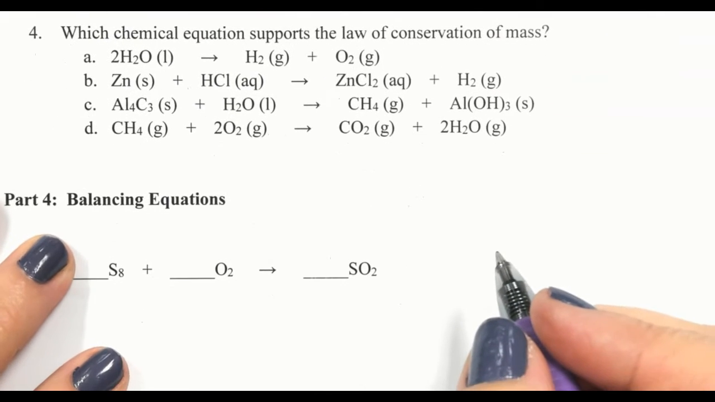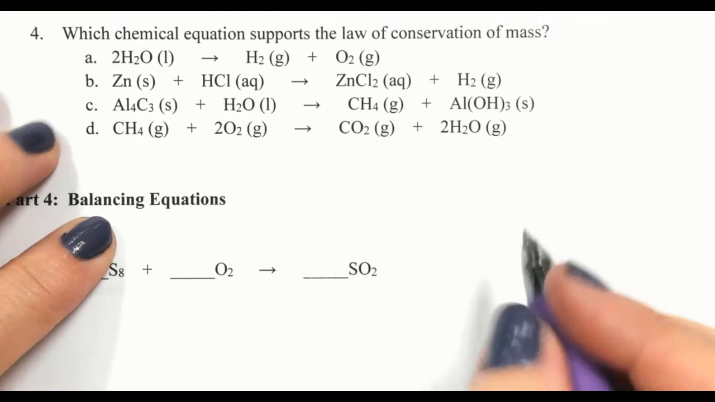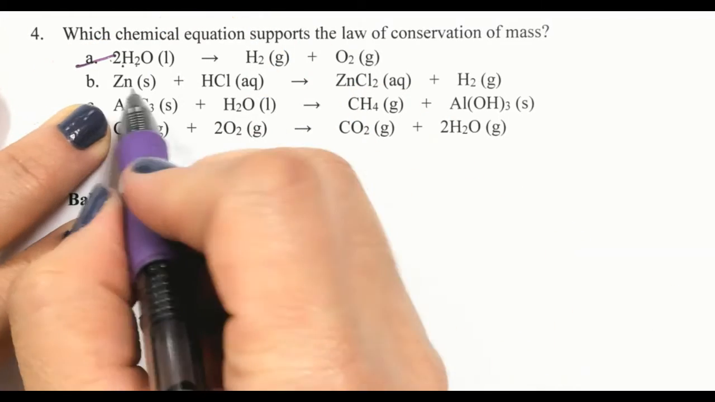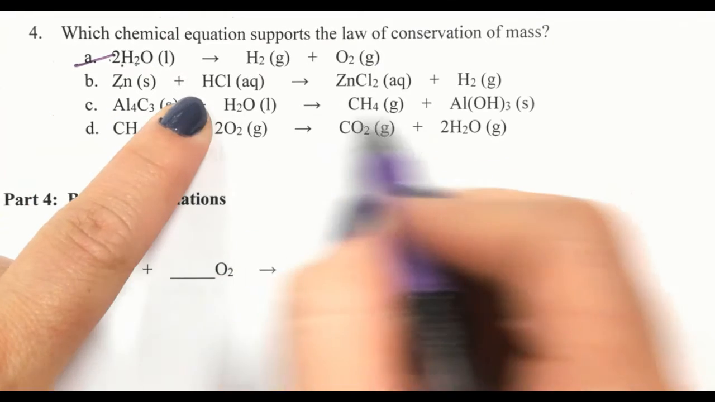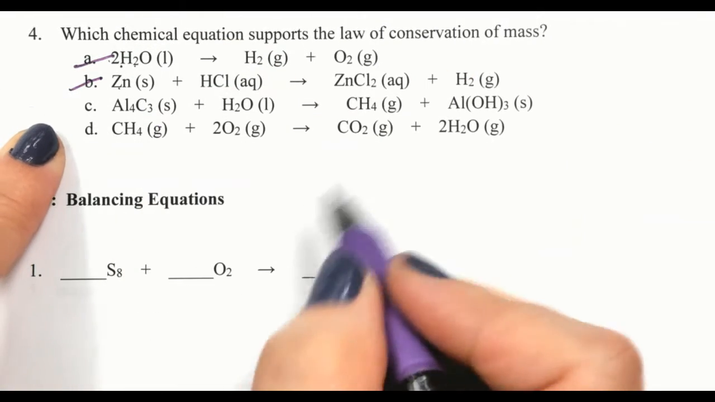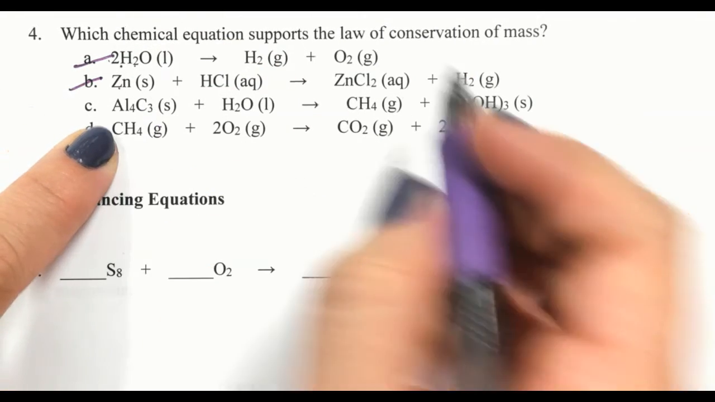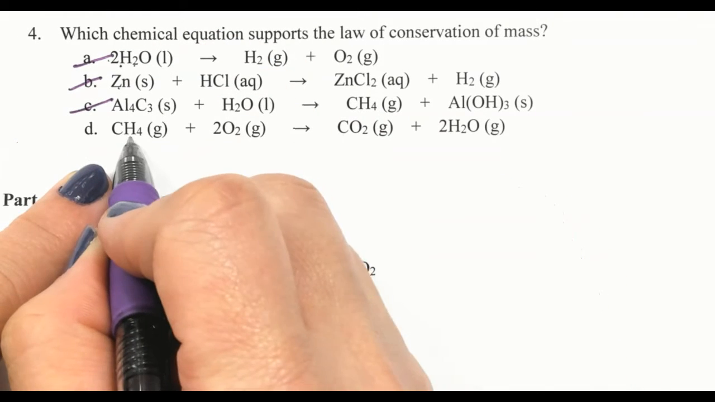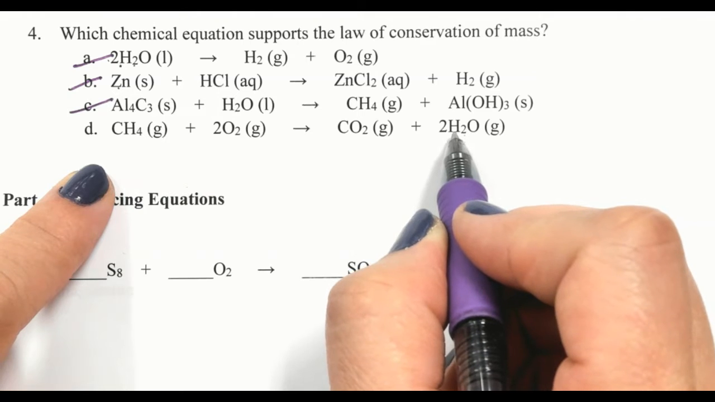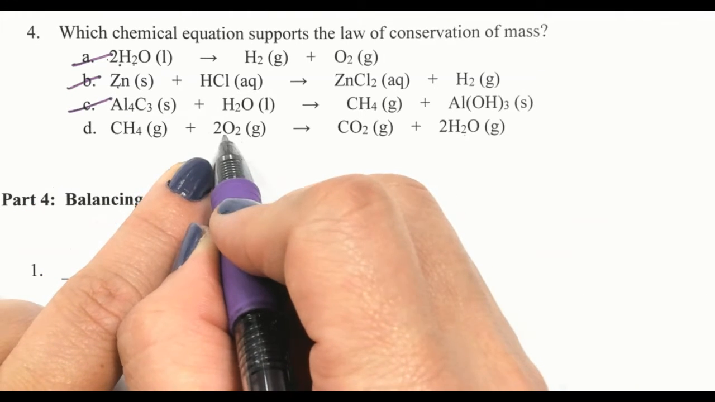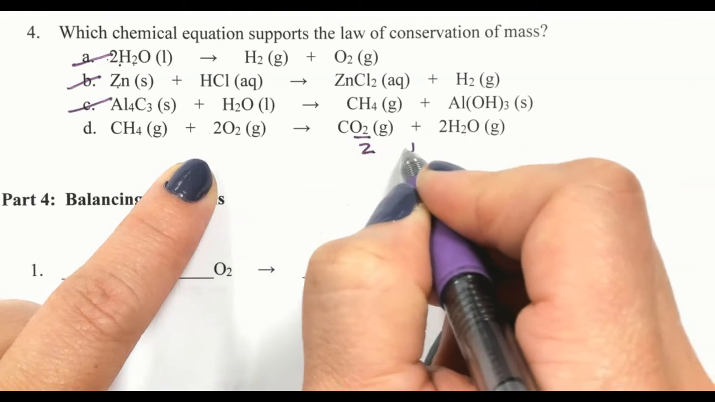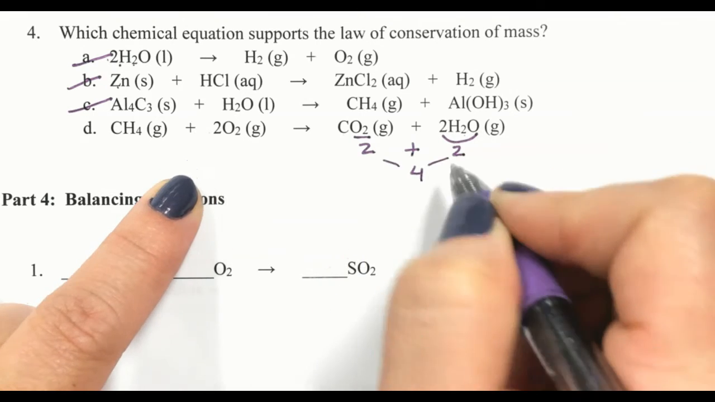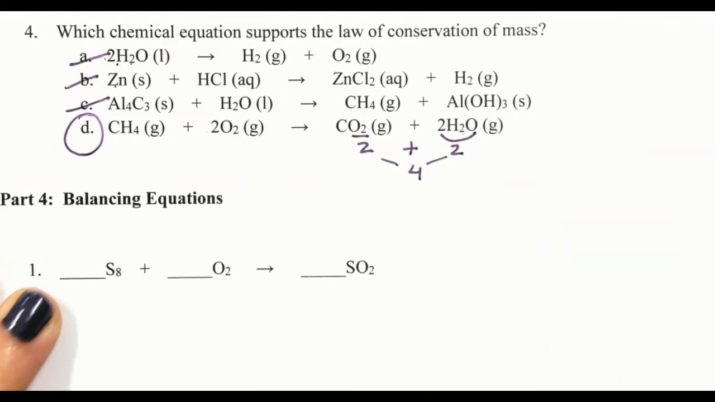Number 4, which chemical equation supports the law of conservation of mass? 2 times 2 is 4 hydrogen, 2 hydrogen. It's not letter A. 1 zinc, 1 zinc, 1 hydrogen, 2 hydrogen. It's not letter B. 4 aluminum, 1 aluminum. That's out. Must be letter D. 1 carbon, 1 carbon. 4 hydrogens, 2 times 2 is 4 hydrogens. 2 times 2 is 4 oxygen, and here we have 2 plus 2 equals 4 oxygens on the right, so letter D is going to be the correct answer.